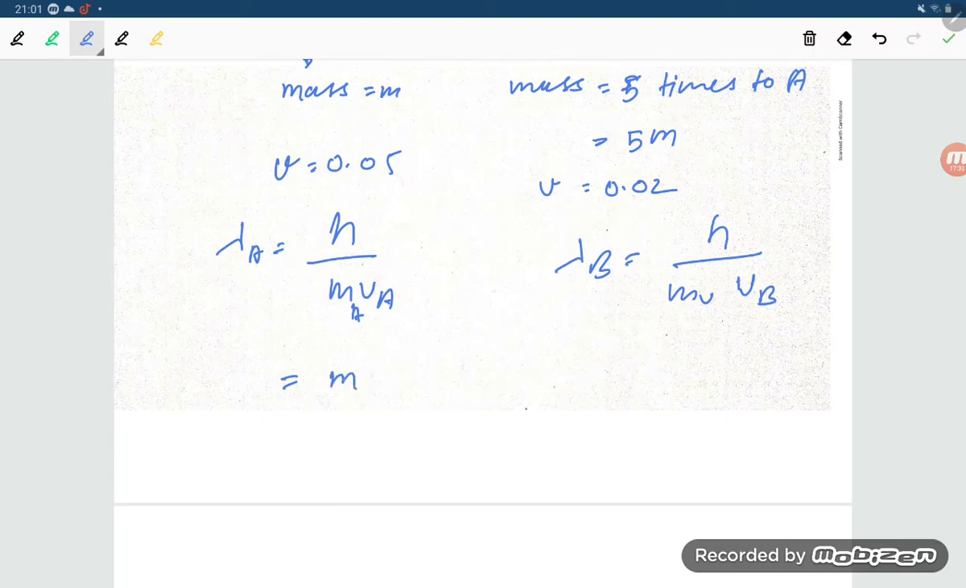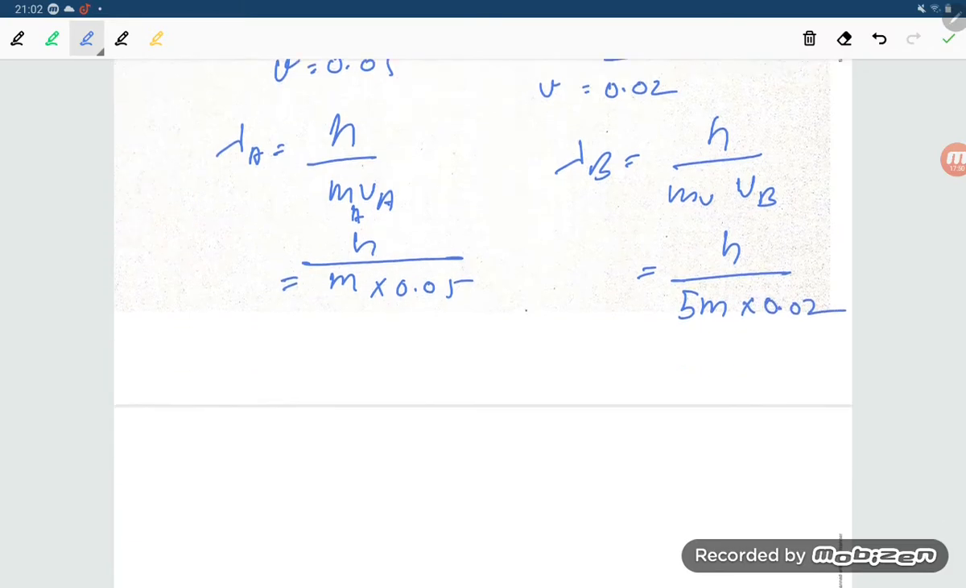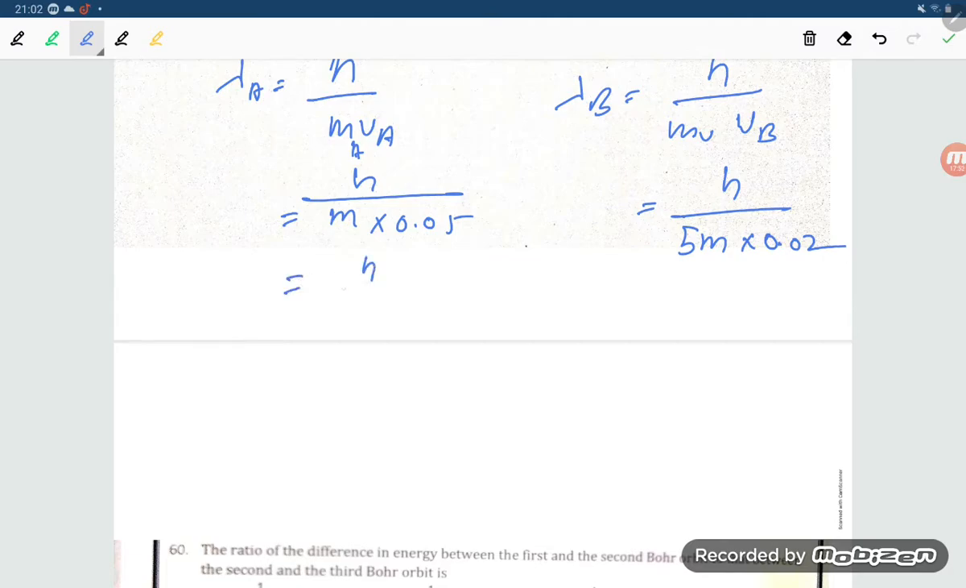m_A is m, h let it be, and v_A is 0.05. For lambda B, h let it be, m_B is 5m, and v_B is 0.02. Now solve, how much is coming? Lambda A is h upon 0.05 m, and here lambda B is h upon 5 times 2 is 10, with the decimal after 2 digits, that is 0.1 m.